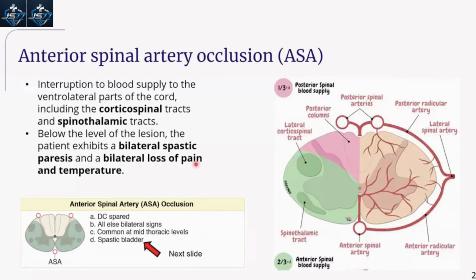Anterior spinal artery occlusion. This is again the spinal artery. This is the anterior aspect or ventral.